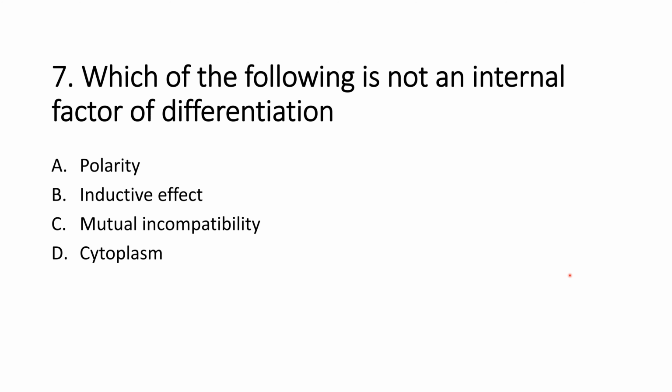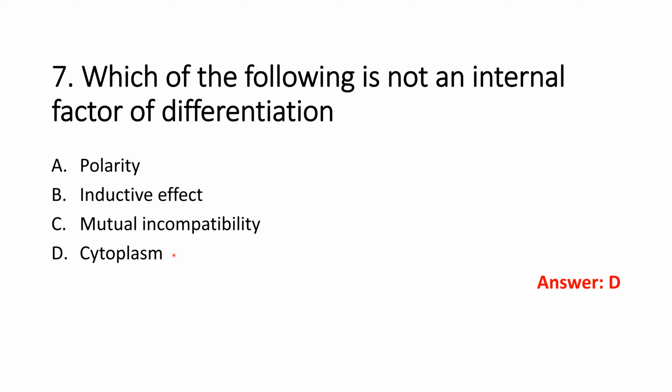The next question. Which of the following is not an internal factor of differentiation? Option A, polarity. Option B, inductive effect. Option C, mutual incompatibility. Option D, cytoplasm. Answer D, that is option cytoplasm.